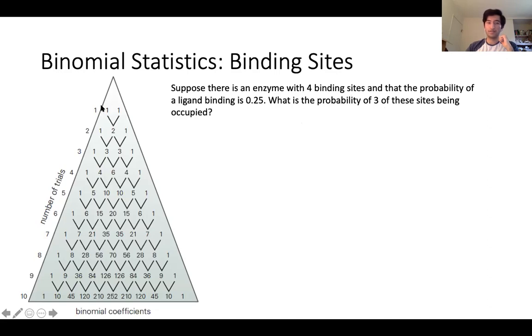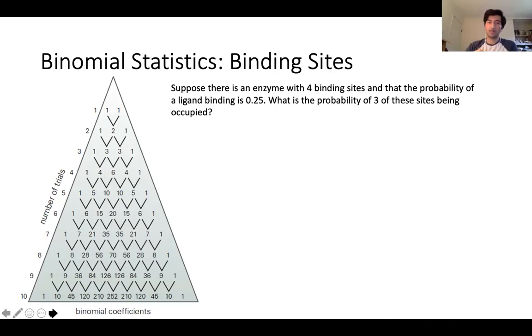And the way that you can see this through Pascal's triangle is by looking at 4 for the number of trials. And then since 3 binding sites are occupied, we look here. And remembering that this is 0 indexed, we go 0, 1, 2, 3, and we get 4. And if you want to think about this intuitively, you can also think of this as if you have an enzyme with 4 binding sites and 3 of them have to be full, you essentially get 1 choice for the empty binding site. And so essentially you have 4 ways to pick which of the binding sites is going to be empty. And so 4 corresponds to the multiplicity.